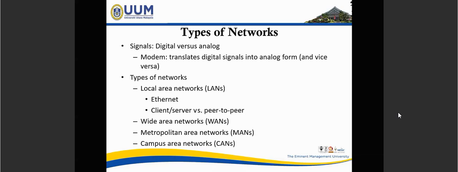A local area network is client-server or peer-to-peer. Mostly they use client-server computing. Or some still use a peer-to-peer network. For a small office you use a LAN. But a wide area network we call WAN. A metropolitan area, like cities, we call MAN. Campus area networks, we call that CAN, like for a university campus.